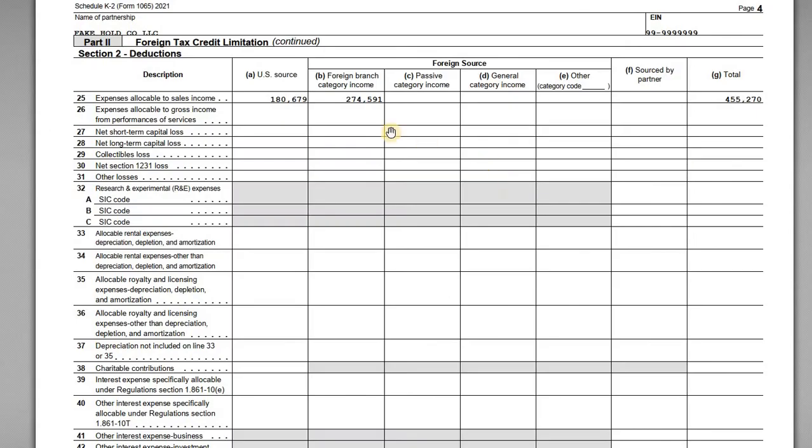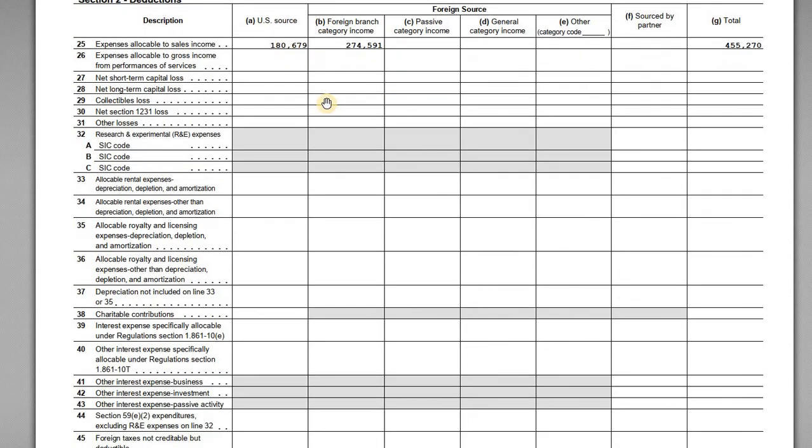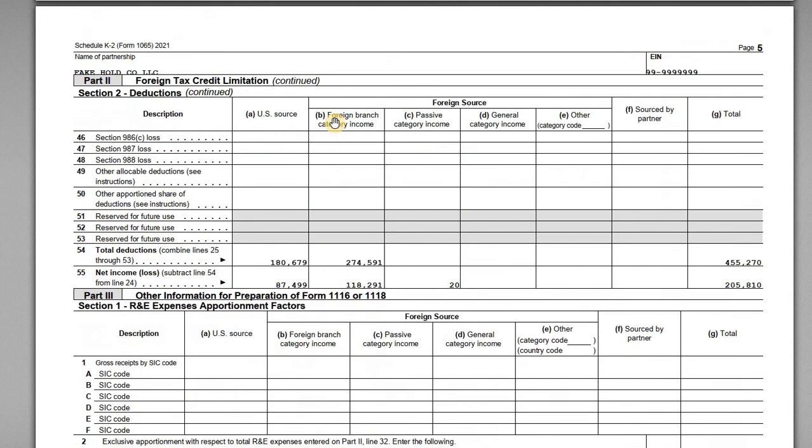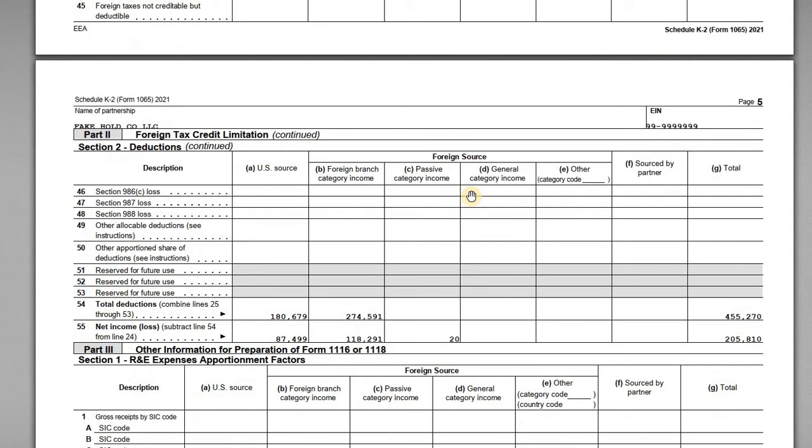So if we jump back over here, we can see those two amounts, right? $274,591, expenses allocated to the sales income for the foreign branch. And then we have the U.S. source allocation there. Now, once all those are entered, what we'll see, and this is also quite helpful as well, is the net income or loss by source and per category. So we can see there we've got foreign source interest income, $20. That makes sense. That's consistent with what we had on the financial statements.